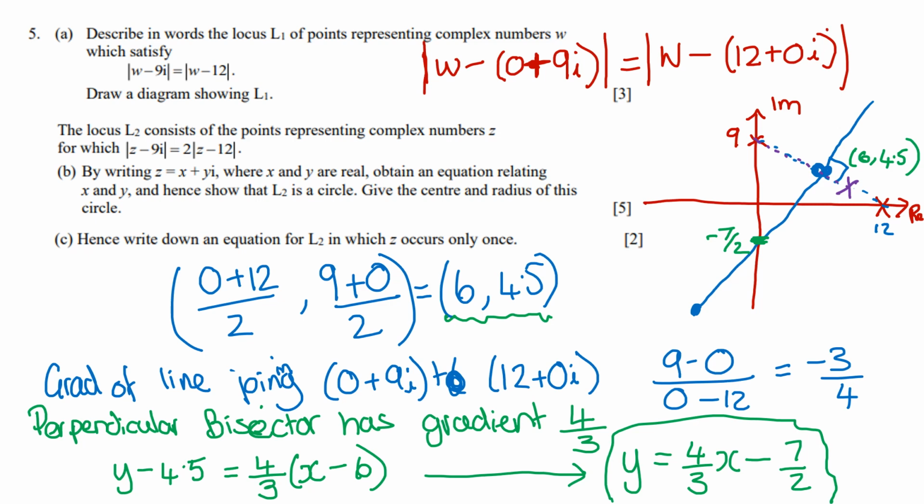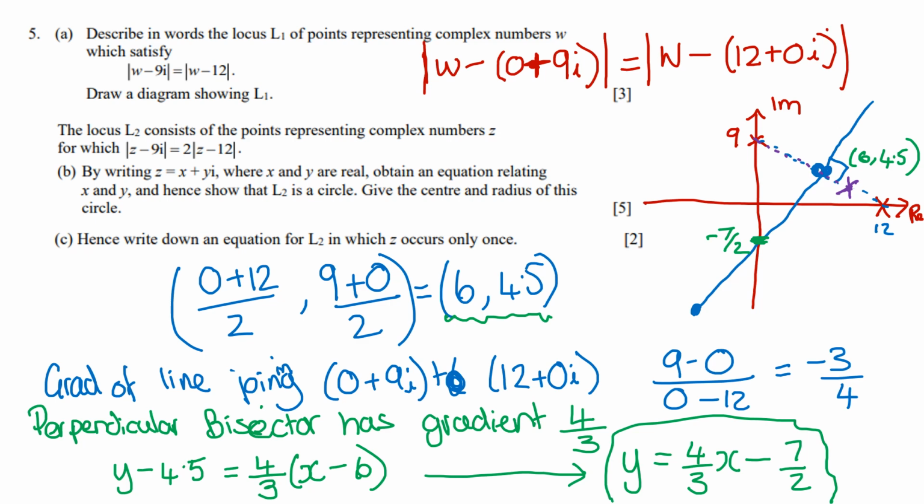But it'd be nice, so he's there, is Z. Could be there, let's put it that way, or it could be in different places. It looks like it'd be the line, bisector line, but reading on it says, by writing Z equals X plus iY, where X and Y are real, obtain an equation relating X and Y, and hence show that locus 2 is in fact a circle, not a bisector line again. And give the centre and radius of this circle.